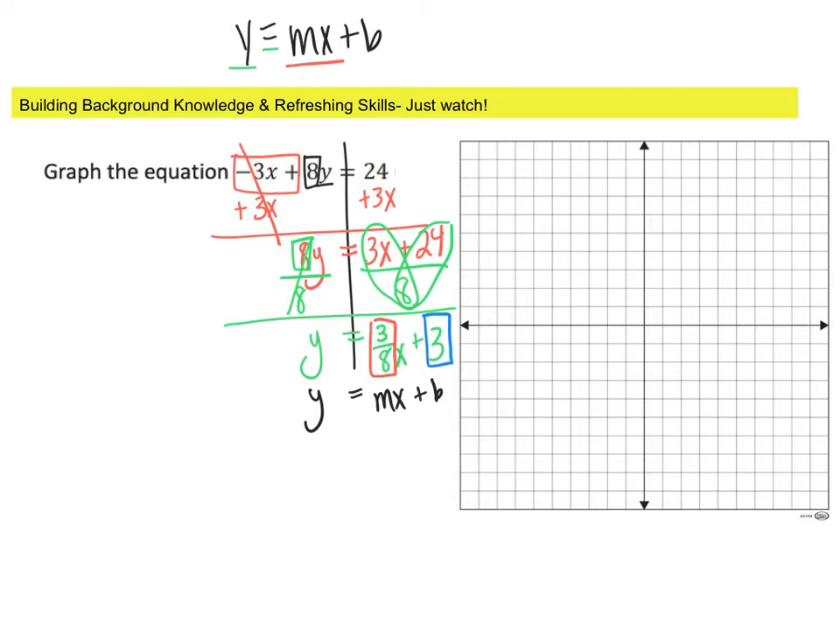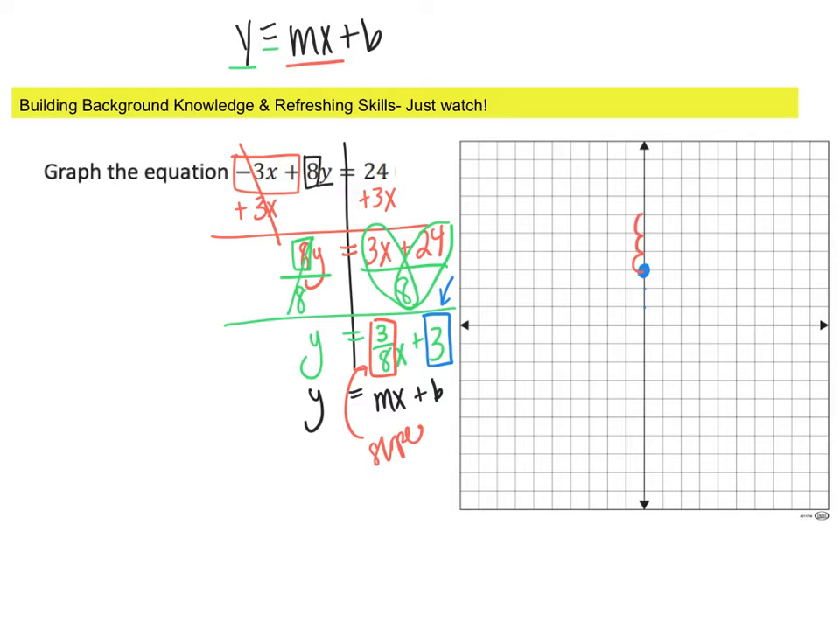The first thing I'm going to do is graph my y-intercept, where this line crosses my y-axis, which is up 3, so up 1, 2, 3. So this is the first point. I've just plotted this y-intercept here. From there, I'm going to use my slope to find my next point, and it's telling me go up 3 over 8. So up 1, 2, 3 over 8.